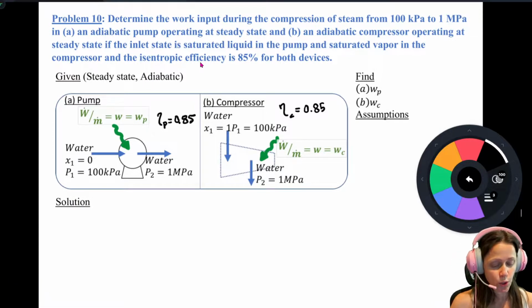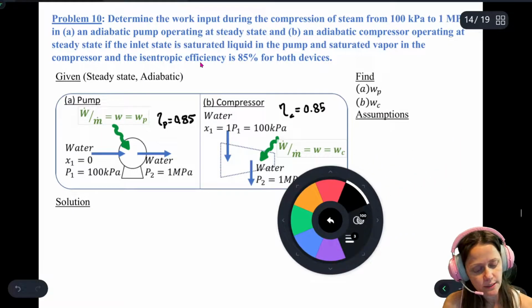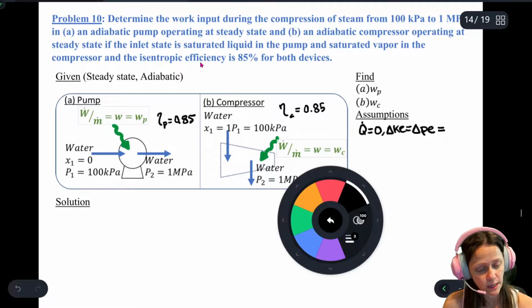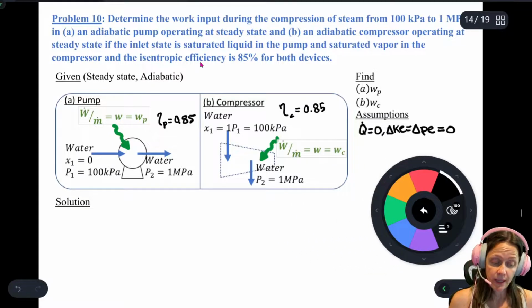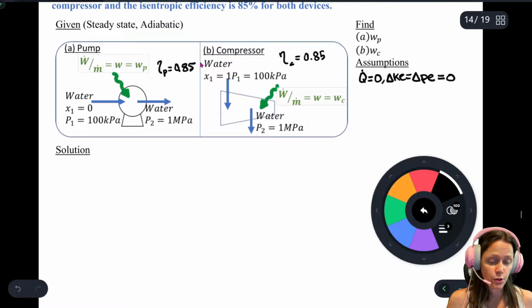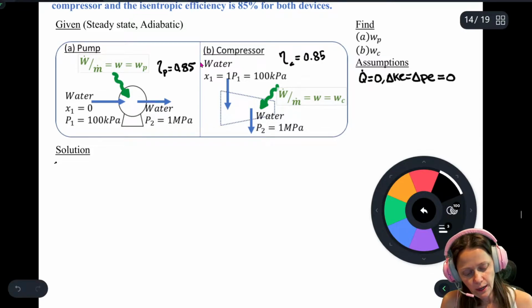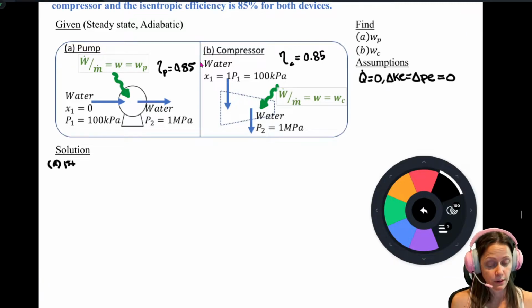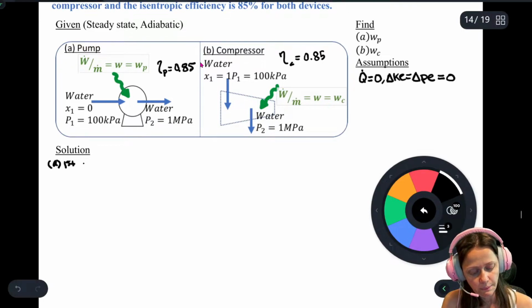All right, so first things first, the typical assumptions that we make for both devices are that Q dot is equal to 0, and changes in kinetic and potential energy are equal to 0. Of course, both of these are operating at steady state, but that's given to us. And that's it. So for the pump and the compressor, if we applied our first law, it's going to boil down to be the same thing for both.